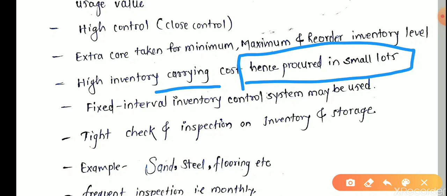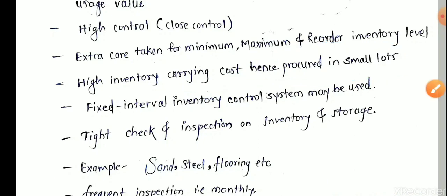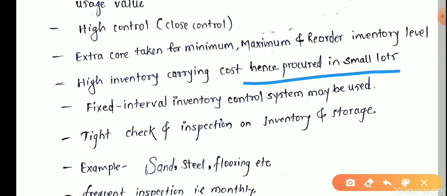For example, sandbags, flooring materials, or steel materials in building construction take a higher cost for carrying, meaning storage. Sometimes cement also comes in the A type of item. Hence for storing or carrying this item for the entire year, we are going to spend more value as compared to other items. Hence we order in small lots.